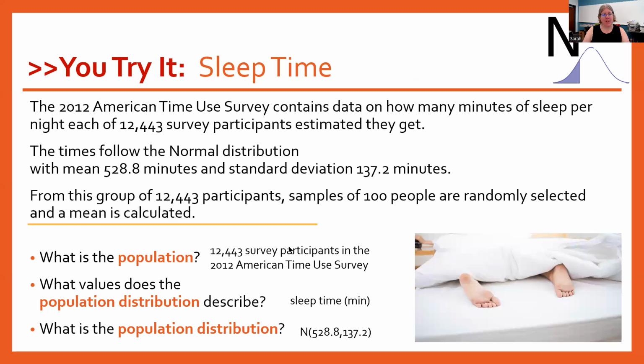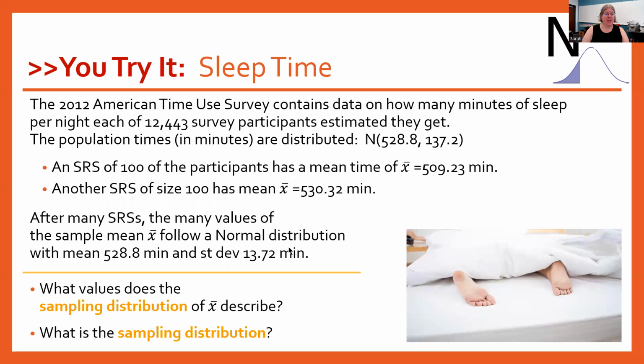Let's look at the sampling distribution. So suppose a simple random sample of 100 participants is polled and it has a mean of 509.23 minutes. They pull another sample of 100 participants and that one has a mean of 530.32 minutes. They repeat this process over and over again, and after many simple random samples, the many values of the sample mean follow a normal distribution with a mean of 528.8 and a standard deviation of 13.72.